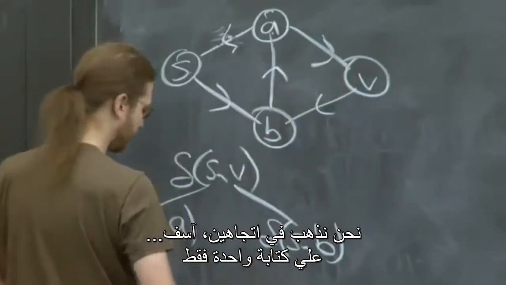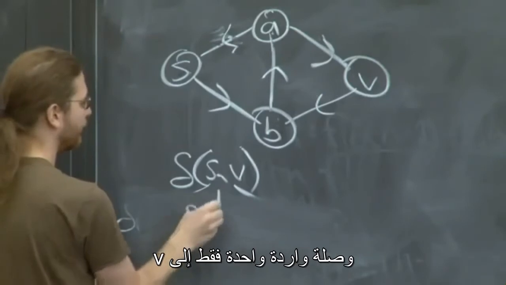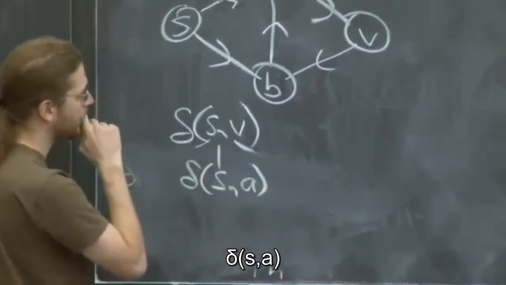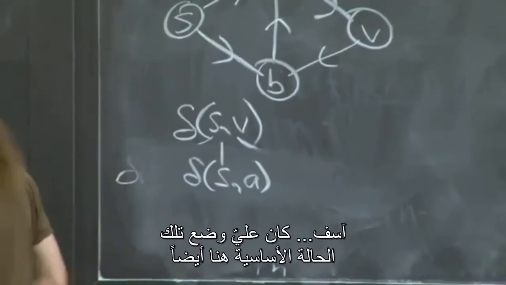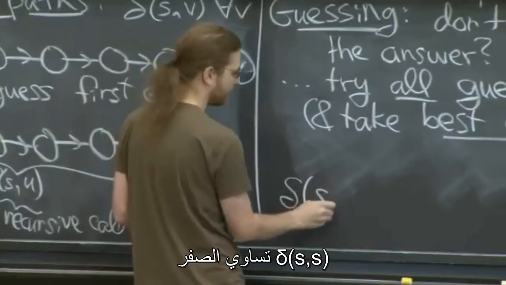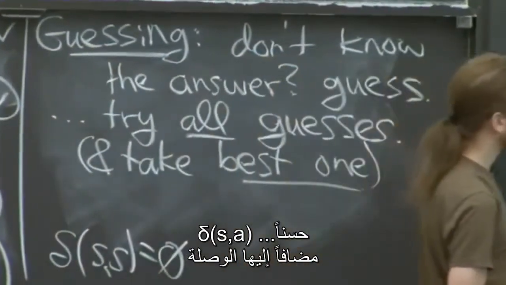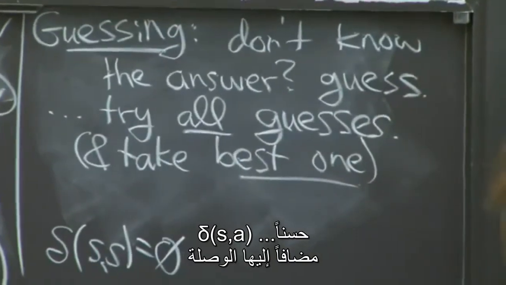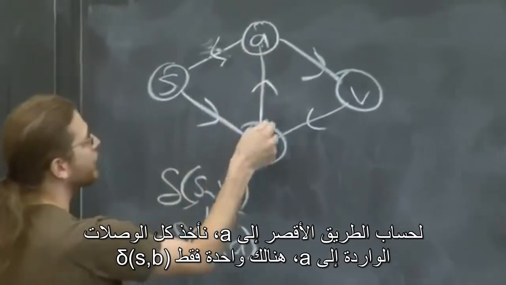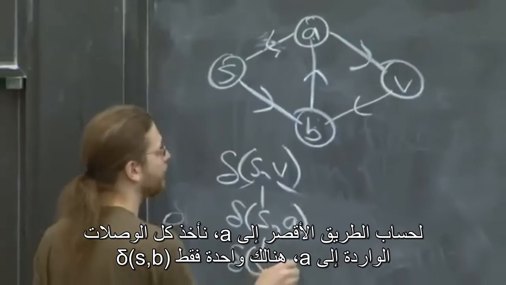Oh, sorry, actually, we just need 1. Only 1 incoming edge to v. So it's delta of s comma a. Sorry, I should have put a base case here too. Delta of s comma s equals 0, let's say. OK, delta of s comma a plus the edge. OK, there's some shortest path to a. To compute the shortest path to a, we look at all the incoming edges to a. There's only 1. So delta of s comma b.